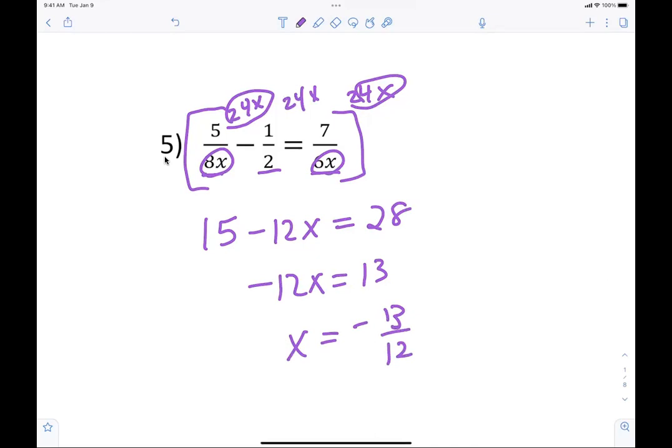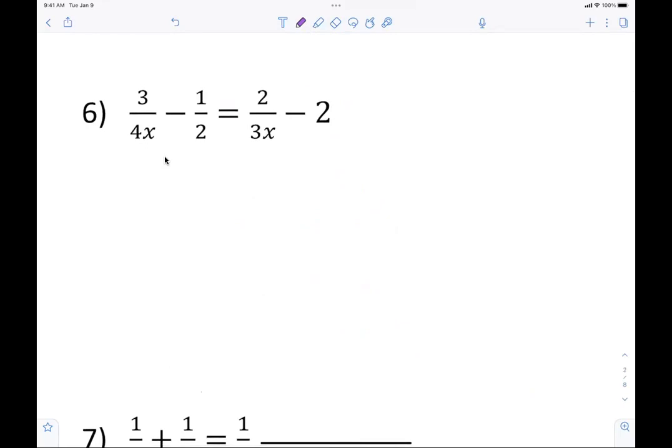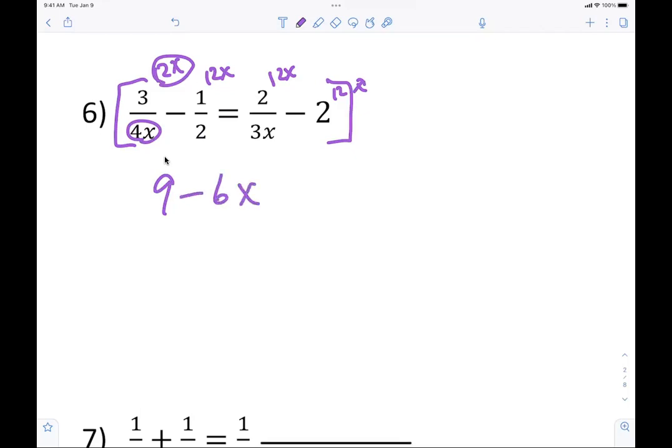All right. Let's see what we can do now on number 7. Same principle, 4, 2, and 3. It looks like the common denominator is 12x. So we're going to put a 12x, 12x, 12x, 12x. All right, now we're going to divide 12x by 4x is 3. 3 times 3 is 9. 12x divided by 2 is 6x. So that would be minus 6x. 12x divided by 3x is 4. 4 times 2 is 8. And then 12x times 2 is negative 24x.